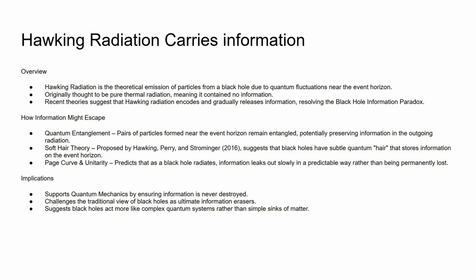They might escape via quantum entanglement, where pairs of particles formed near the event horizon remain entangled. And this entanglement could mean that we could get information from inside the black hole with an outside-the-black-hole entangled particle. And there's soft hair theory, and this one has a funny name, but it's essentially saying that there's like a quantum hair on the event horizon of the black hole, similar to hologram theory, not quite the same, that could carry information.